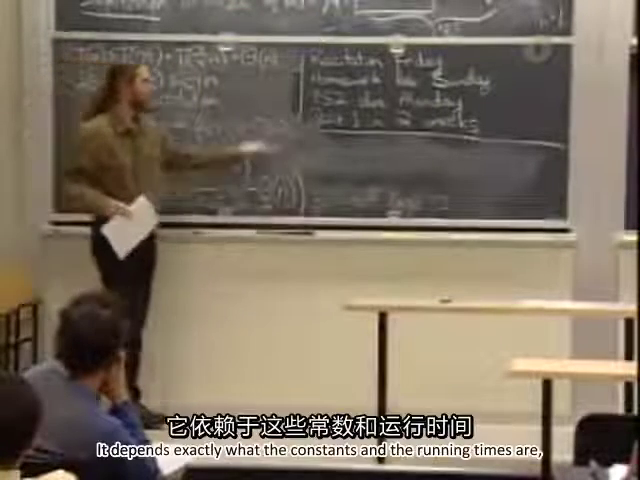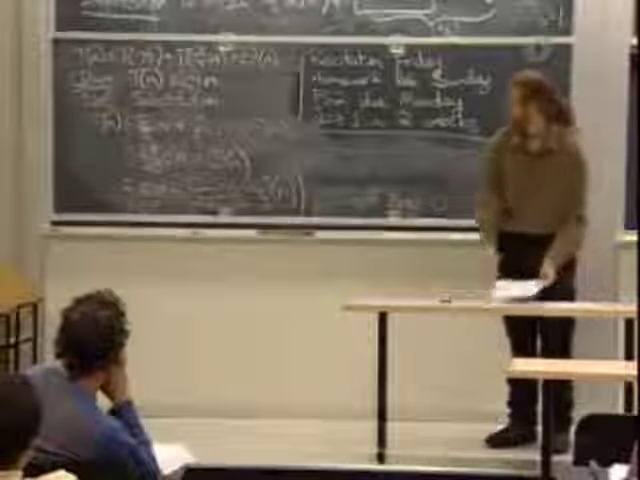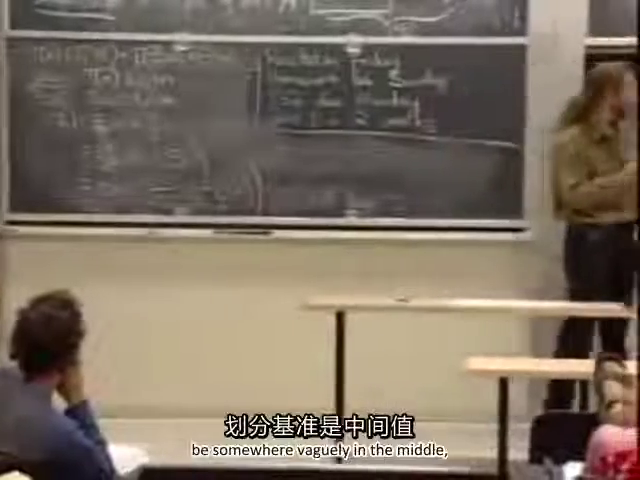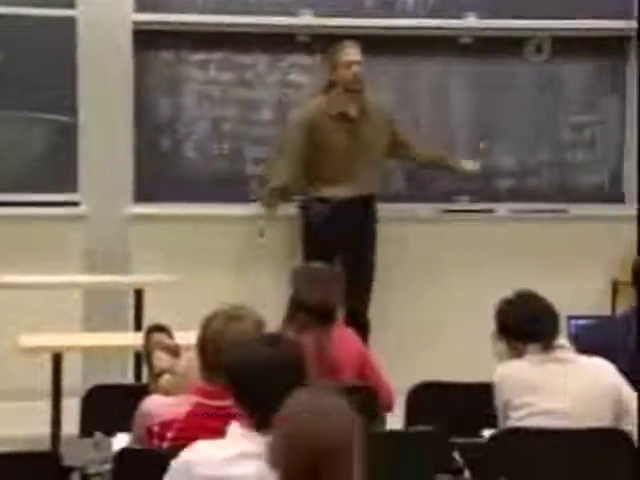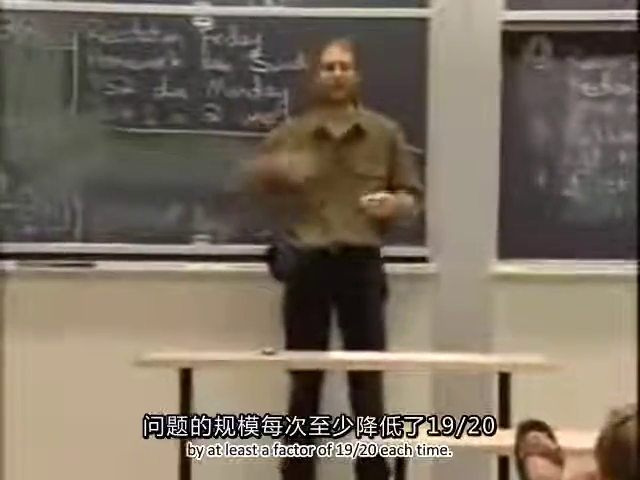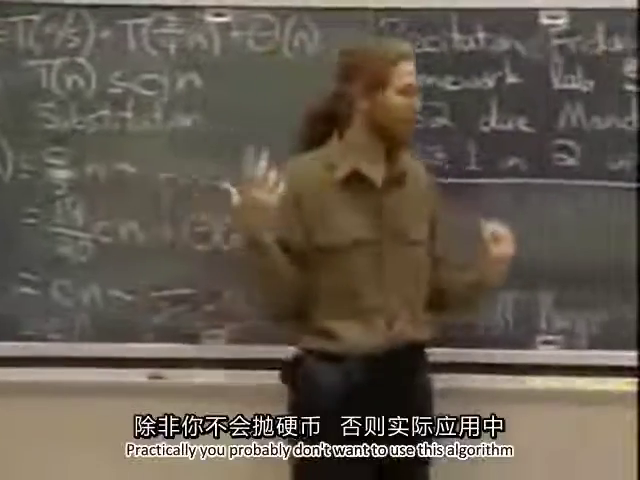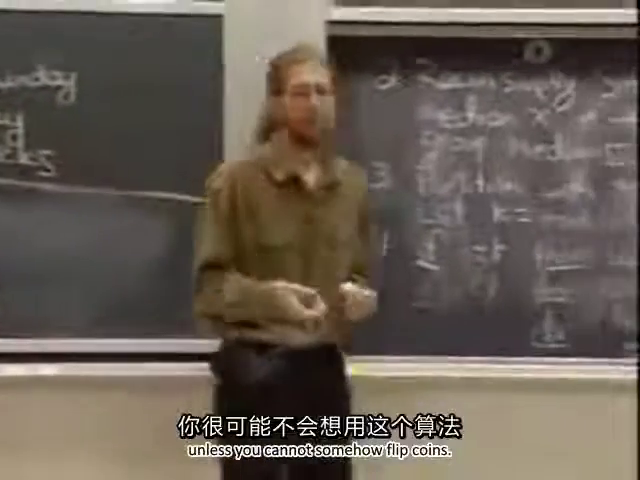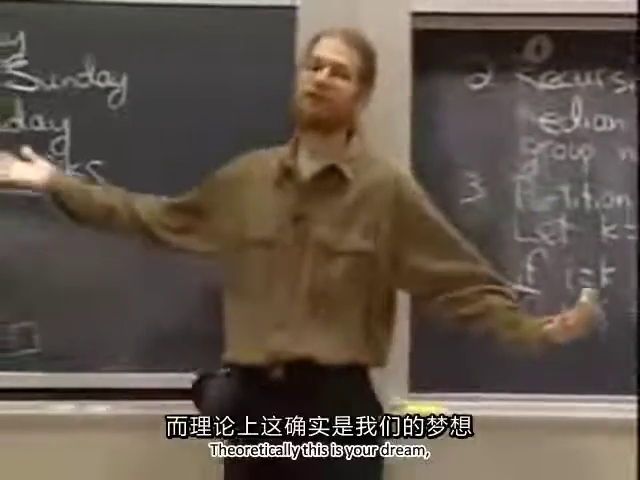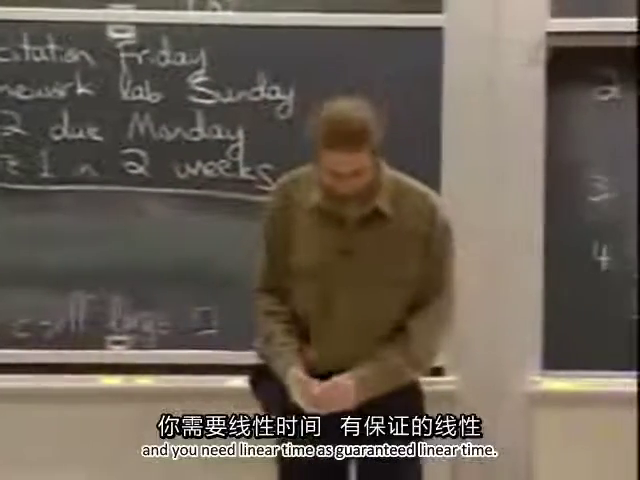It depends exactly what the constants in the running times are, which depends on your machine. But practically, this algorithm is not so hot because the constants are pretty big. Even though this element is guaranteed to be somewhere vaguely in the middle, and even though these recursions add up to strictly less than n, and it's geometric because the problem is reducing by at least a factor of 19/20ths each time, it actually takes a while for the problem to get really small. So practically, you probably don't want to use this algorithm unless you can't somehow flip coins. The randomized algorithm works really, really fast. Theoretically, this is your dream, the best you could hope for, because it's linear time and you need linear time. And it's guaranteed linear time.